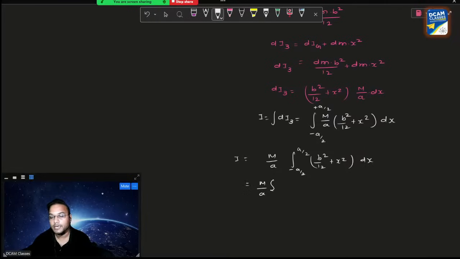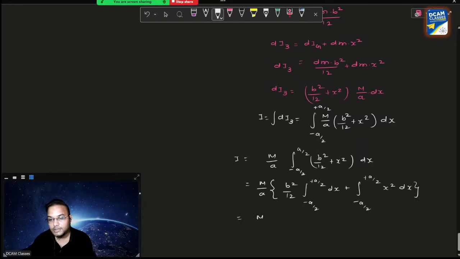Keep m by a. I am actually in doubt whether I will get the right answer or not. b square by 12 into integral from minus a by 2 to plus a by 2 dx, plus integral from minus a by 2 to plus a by 2 x square dx. Method is correct. b square by 12 into a by 2 plus a by 2 is a, plus x cube by 3, x cube by 3 from minus a by 2 to plus a by 2.